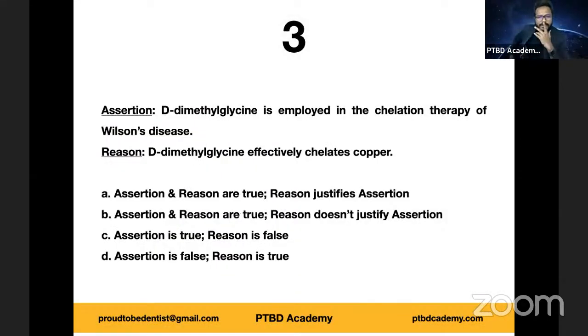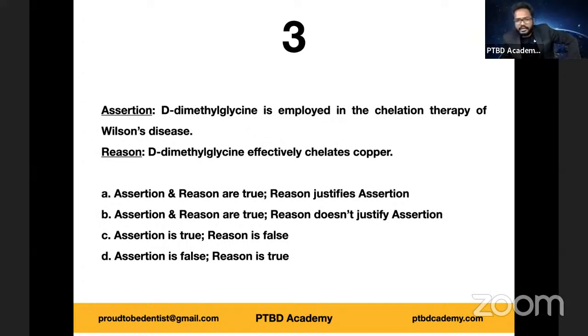Well done. Now let's move on to the third question where we incorporated assertion and reason. Let's see how many of you are going to get it right. Assertion: D-dimethylglycine is employed in chelation therapy of Wilson's disease. Reason: D-dimethylglycine effectively chelates copper. So what do you think about this? Option A: assertion and reason are true, reason justifies assertion.